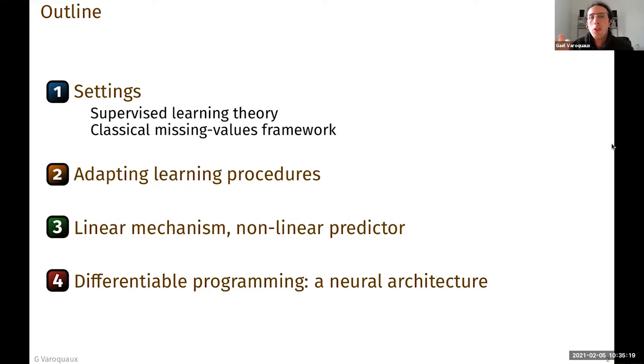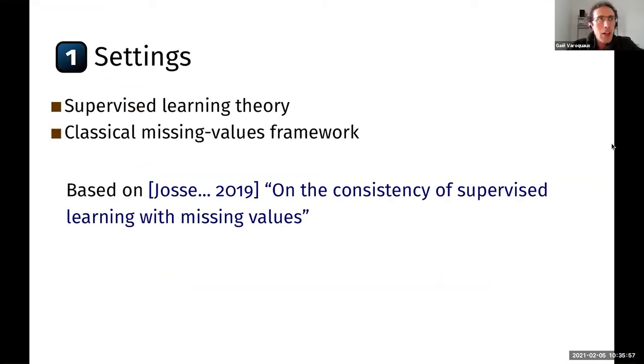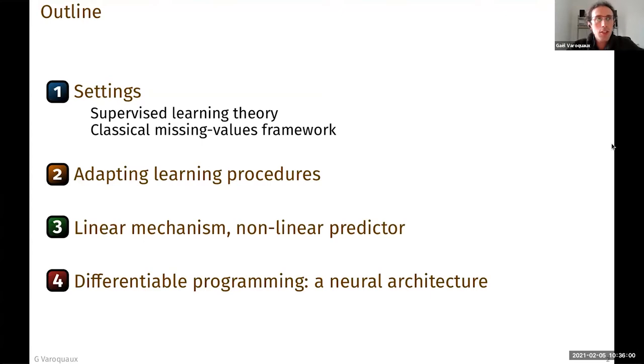But I'll show that there are a few new results here. Then I'll look at the seemingly simple problem of the linear data generating mechanism, and I'll show that the optimal predictor is not linear. And finally, I'll take a differentiable programming point of view on this and introduce what will basically be a neural network architecture that's motivated by the previous work and by a specific theory that draws from the classical missing value framework. If you have any questions, I have the chat open on my second screen, and I'm monitoring it. So please do not hesitate.